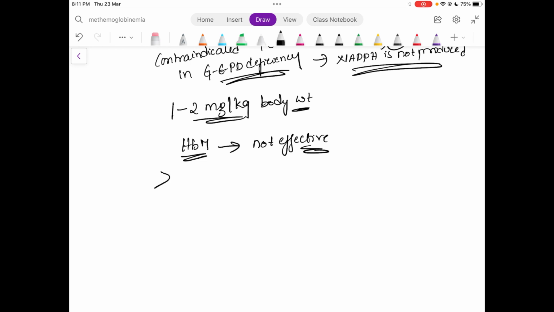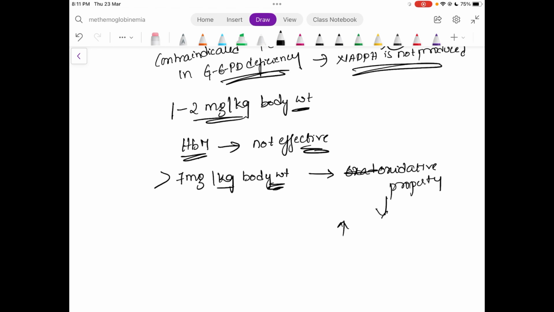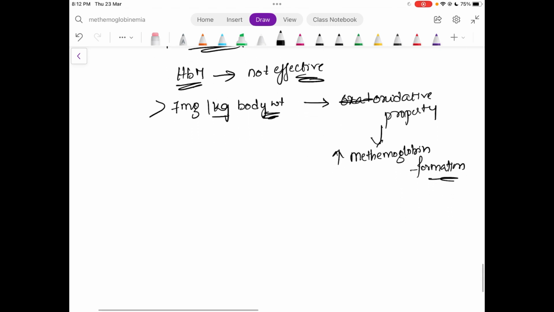And if you give a dosage greater than 7 milligrams per kg body weight, then this methylene blue will have an oxidative property, and it increases methemoglobin formation.